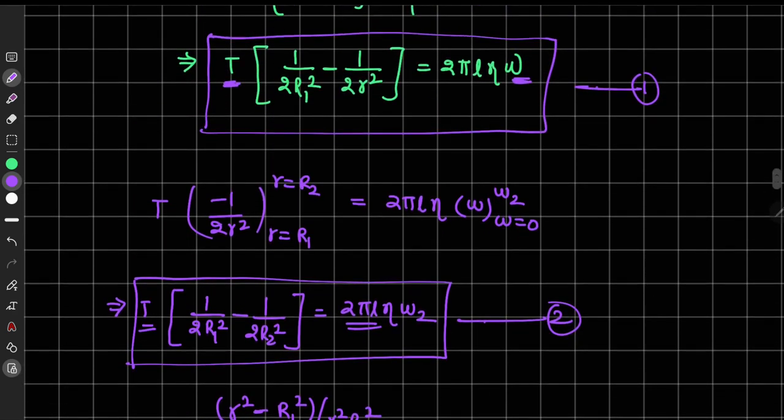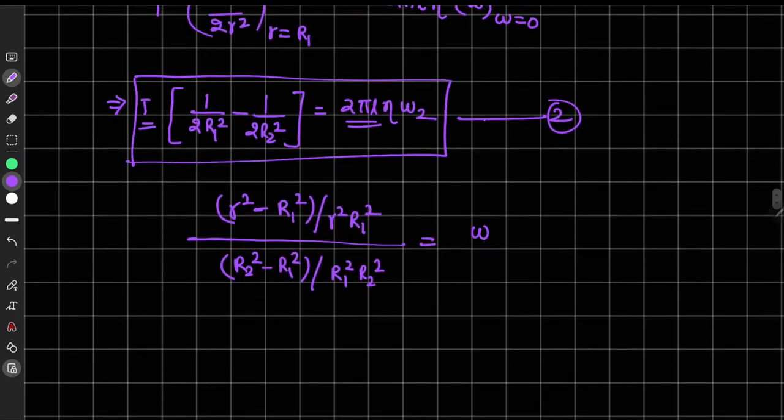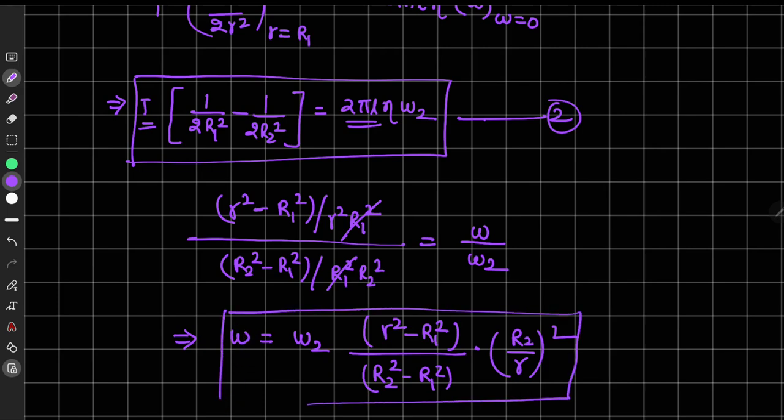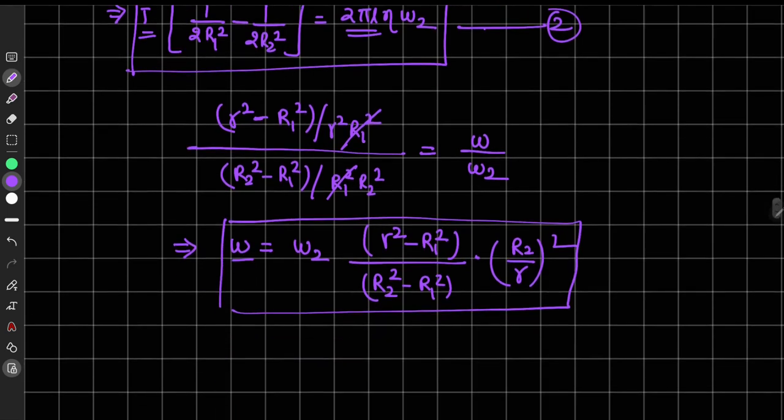From both the expressions 2 pi L eta will get cancelled and we will get omega divided by omega 2. From here we can write omega is equal to, this R1 square will get cancelled, and we will get omega 2 times small r square minus capital R1 square whole divided by capital R2 square minus capital R1 square, times R2 upon r whole square. Okay, so this is the expression of angular velocity we got at a particular position of r.